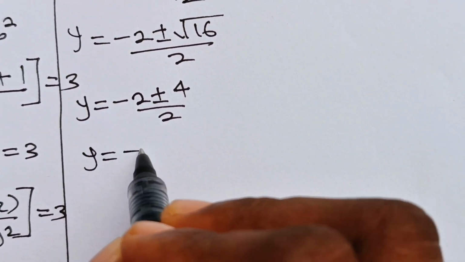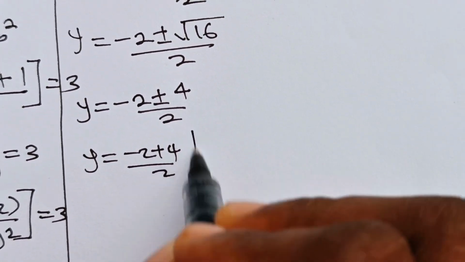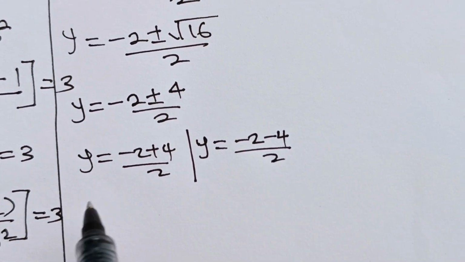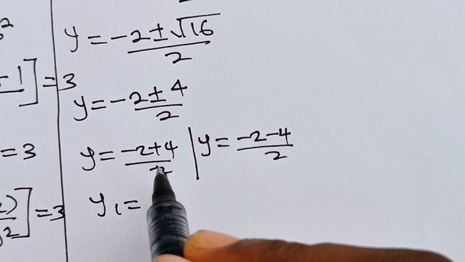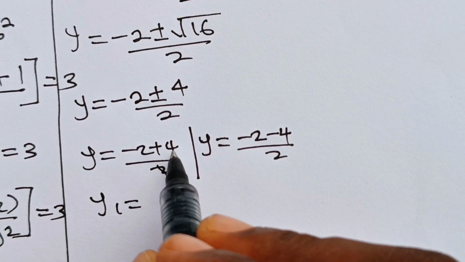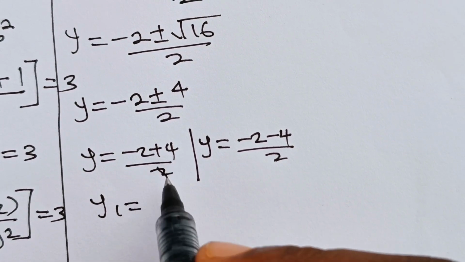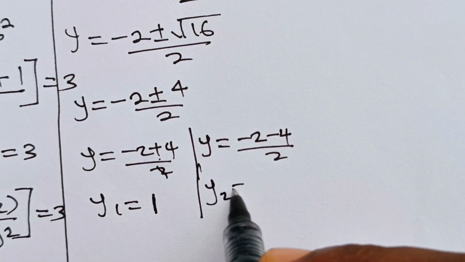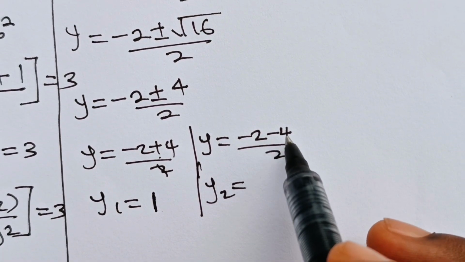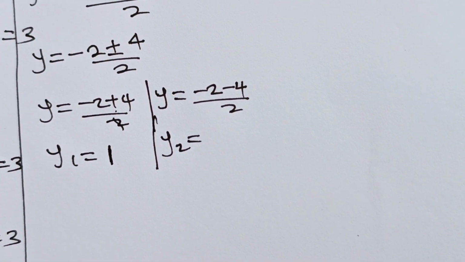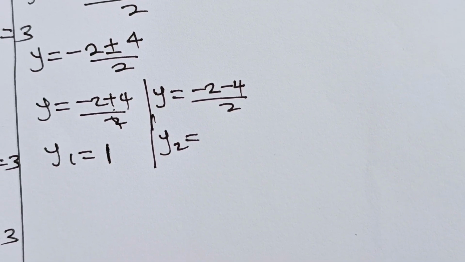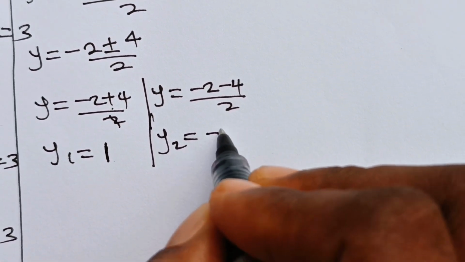So the first value is minus 2 plus 4 divided by 2, and the second value is minus 2 minus 4 divided by 2. So the first value of y is minus 2 plus 4 is same as 4 minus 2, which is 2, and 2 divided by 2 is 1. And the second value of y is minus 2 minus 4, which is minus 6, and minus 6 divided by 2 will give us minus 3.